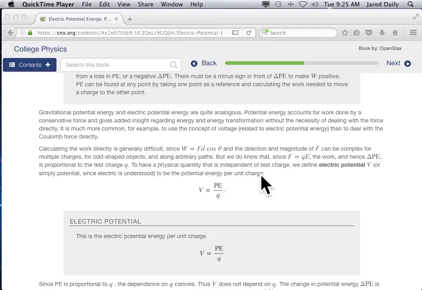What we want to do is define a new value that removes the charge that's feeling this energy from the equation. So we're going to say the potential energy divided by the Q that is feeling that energy, or has that energy, is going to equal a new value that we're going to call the potential, and sometimes it's called the voltage. You've heard that before. So the potential or the voltage.